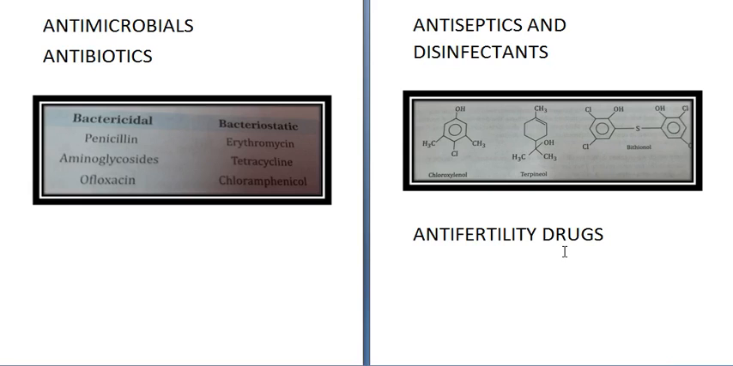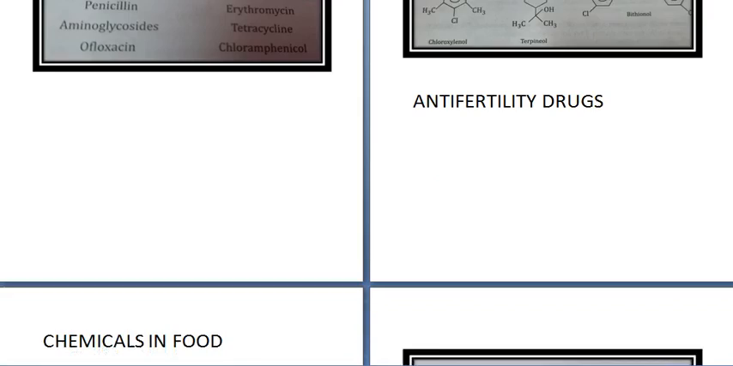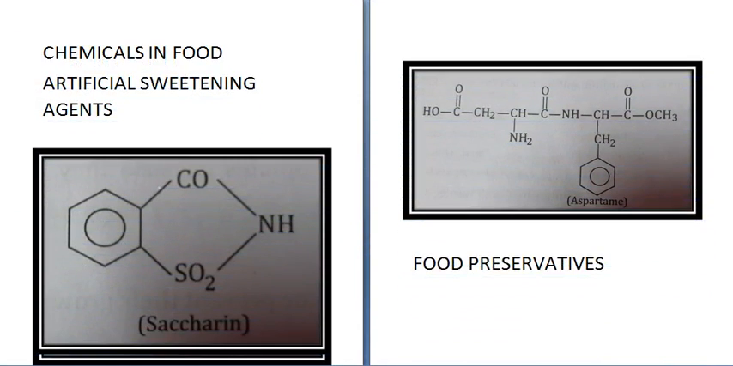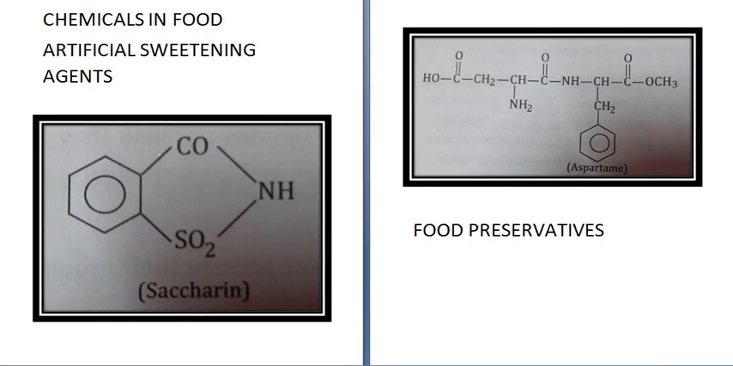Next we come to chemicals in food. Chemicals are added to food to add color, flavor, nutritive value or to act as preservatives. In this, the first type of chemicals are artificial sweetening agents. Saccharin. Saccharin is orthosulfobenzimide. See, this is the benzene ring. It has an NH group and an SO2 group also.